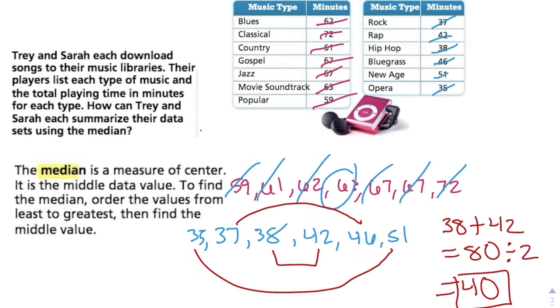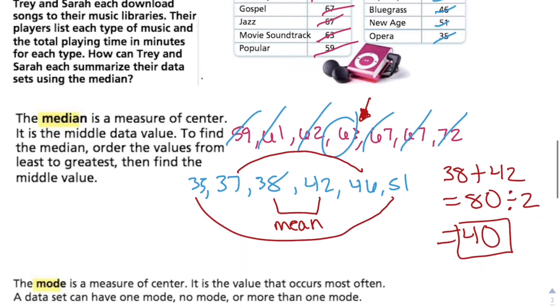So again, median is just what's in the middle. You can use the rainbow method or cross them off to find our exact middle. And if there's not a middle, if there's two numbers, you're going to find the mean of the two numbers to find your median.